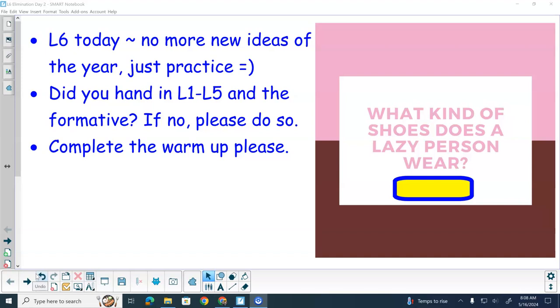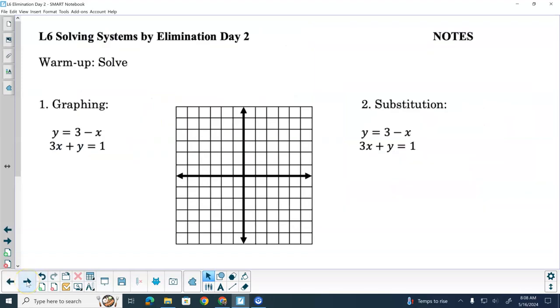Okay? So at this time, we're in the L6 notes. Please do the 2 warm-ups. I think there's only 2 warm-ups. Please do the 2 warm-up problems there. All right, so if we're going to solve by graphing, we should probably have something straight because we've got to make our straight lines. Okay.